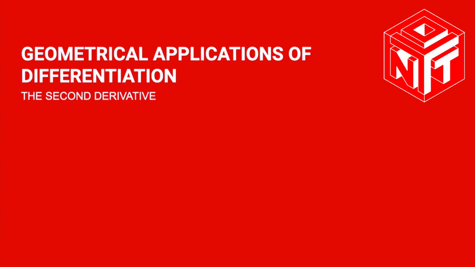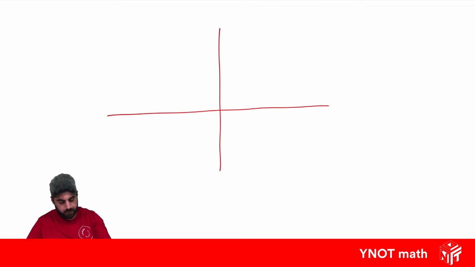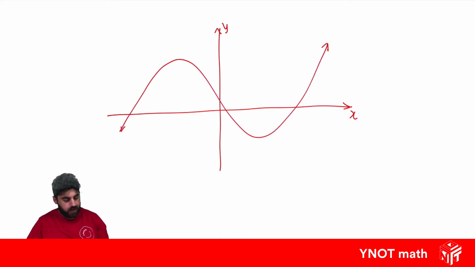The second derivative. So the second derivative is all about the concavity of the curve. So let's draw up a curve. We could have something like that. And when we talk about concavity, it can either be concave up or concave down.